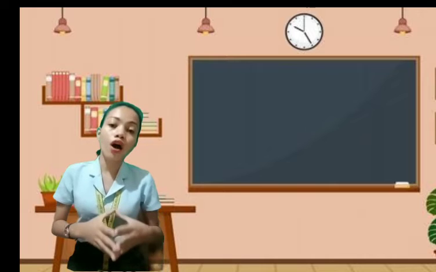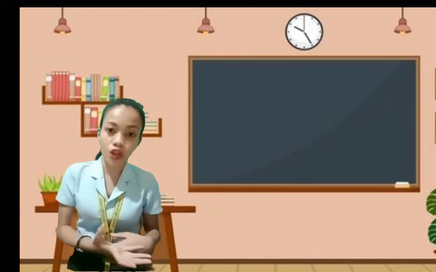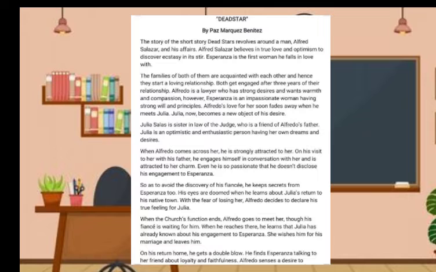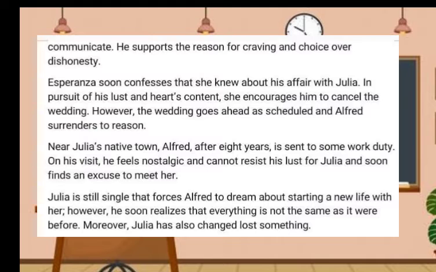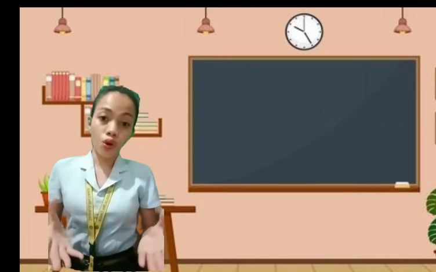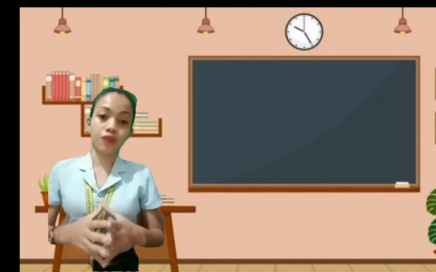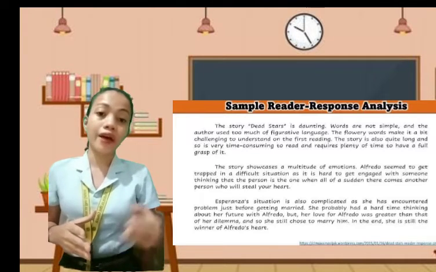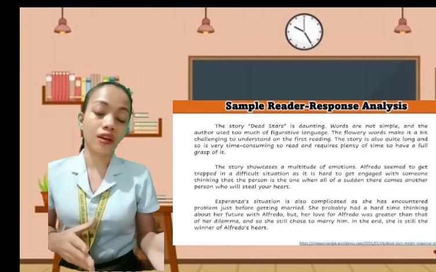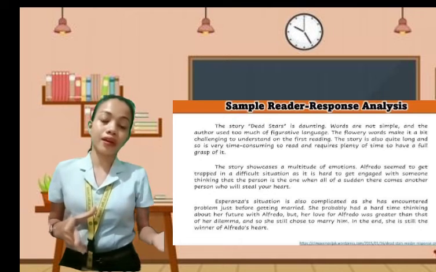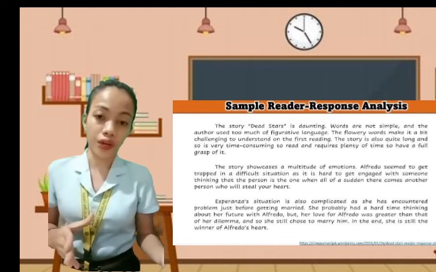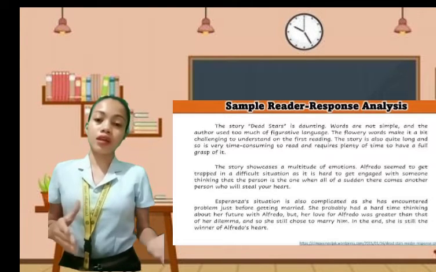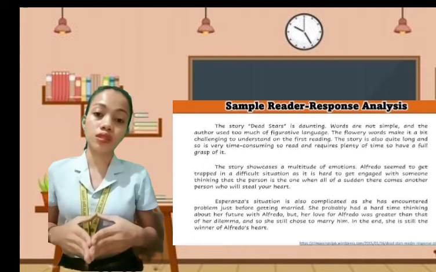So here's an example of a reader's response approach analysis. I want you to pause this video to read this at your own pace. From the sample that I have presented, what have you observed about it? One of those is that the reader tells us how the story affects her, that the story is daunting. Then it is followed by the reason why she doesn't like the reading, then her observation about the story, followed by the interpretation of the action of Esperanza for continuing the wedding even though she knows that Alfredo cheated on her.